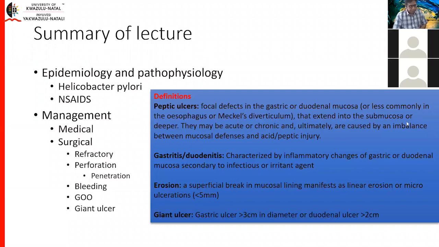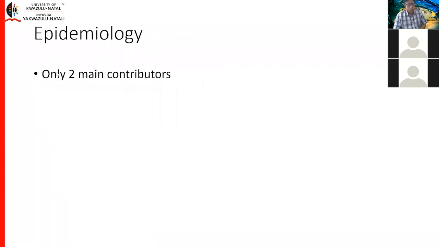And lastly, we will be looking at this in more detail. Giant ulcers are more than 3 centimeters in diameter in the stomach. And in the duodenum, if it's more than 2 centimeters, it's considered a giant ulcer. Okay, moving on to the epidemiology. Now, there are only 2 main contributory factors. Let's see if we can get some people to answer that.